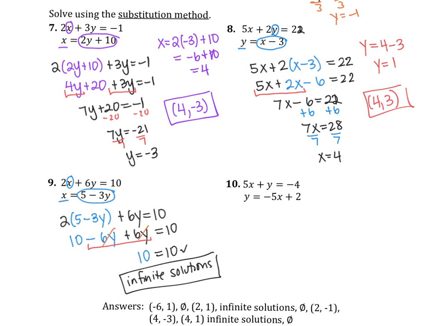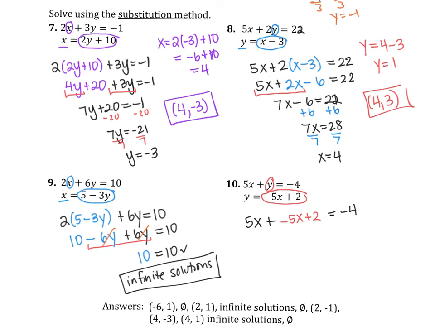Okay, last one. Okay, y equals negative 5x plus 2. Let's plug that in here. 5x plus negative 5x plus 2. And you could do parentheses, but you don't have to because there's no number in front of the y. Equals negative 4.